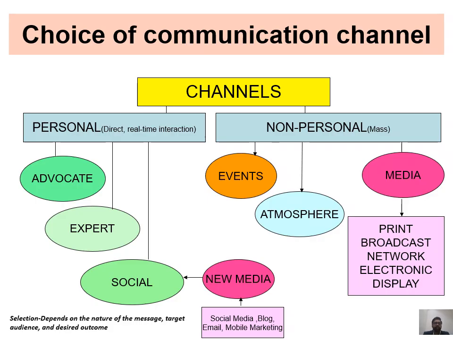There are two broad categories: personal or non-personal. Non-personal largely covers the mass media. It is about the event surroundings, that includes atmosphere, and mass media includes print, broadcast, network, electronic, and display or outdoor media. If we talk about personal channels or personal mode, this includes direct and real-time interaction. This includes advocate or advocacy, expert, or social. And in social, there is a category of new media also, which includes social media channels, blogging, email, mobile marketing, etc.